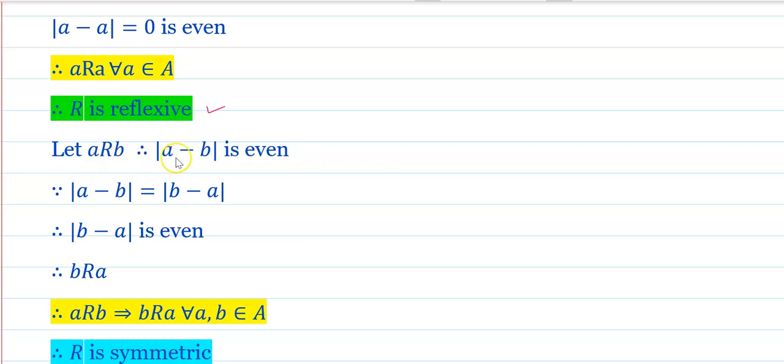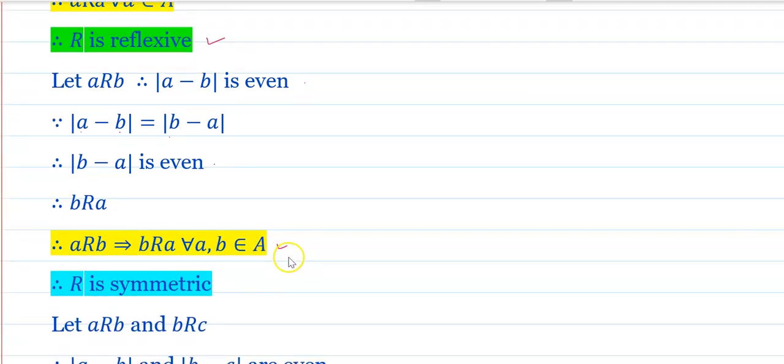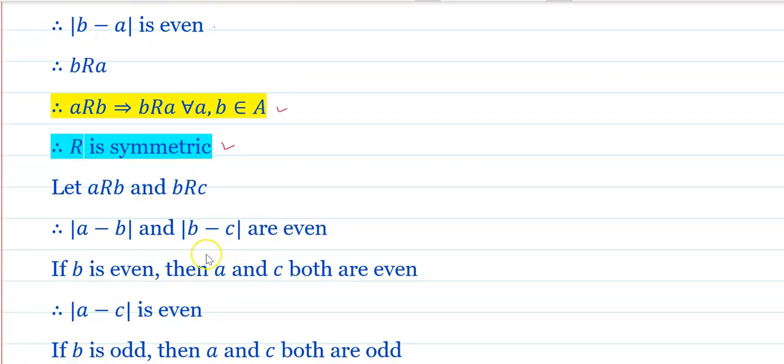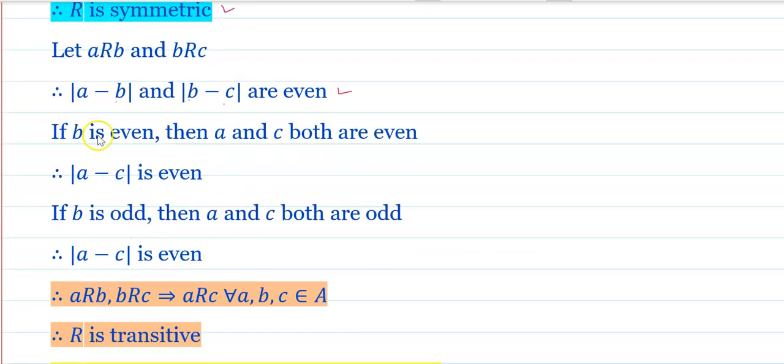Next, aRb, and therefore a minus b is even. And a minus b can be written as b minus a. Therefore b minus a is also even. Therefore bRa. Therefore aRb implies that bRa for every a, b belongs to A, and therefore R is symmetric. Next, let aRb and bRc. aRb means a minus b, and bRc means b minus c. These are even. If b is even, then a and c both are even. If b is even, then a and c are also even because their subtraction is also even.